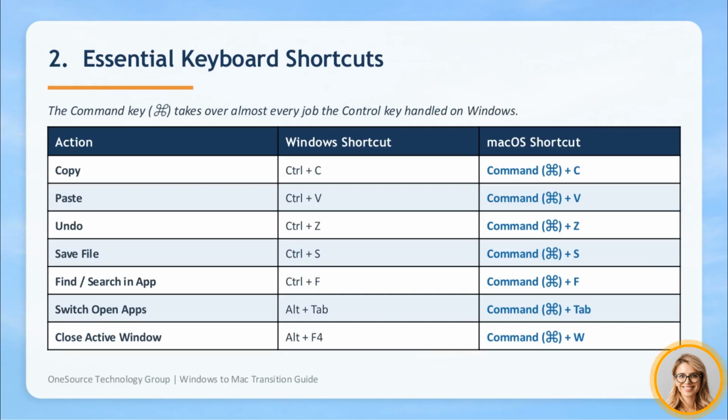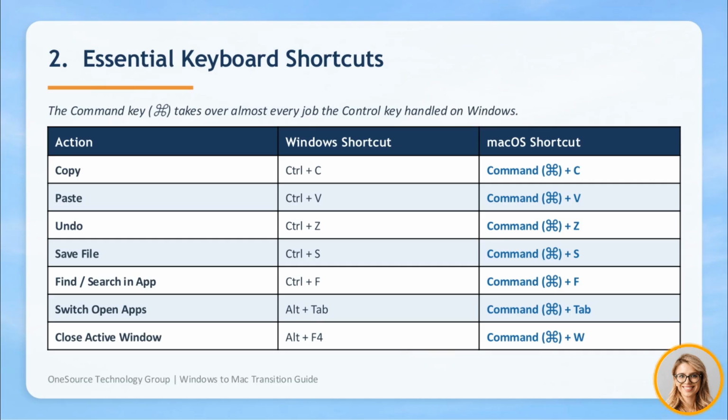Next, we'll explore essential keyboard shortcuts, a key area where Mac differs from Windows. On a Mac, the Command key takes over almost every function that the Control key handles on Windows. For example, to copy, you'll use Command-C instead of Control-C. Similarly, pasting is Command-V, undo is Command-Z, and saving a file is Command-S.